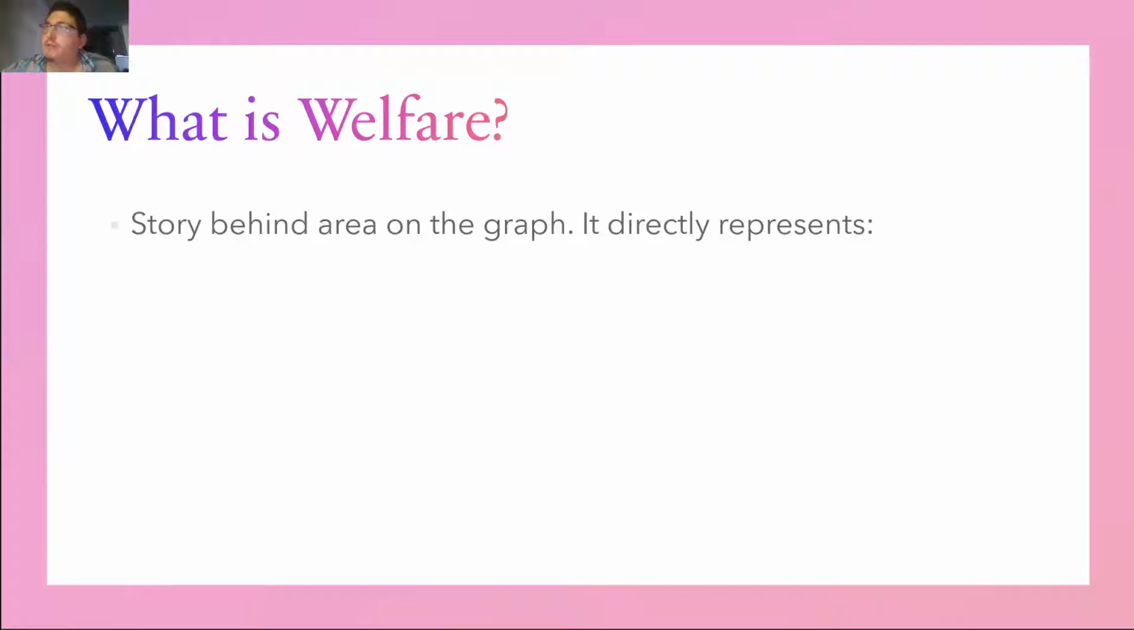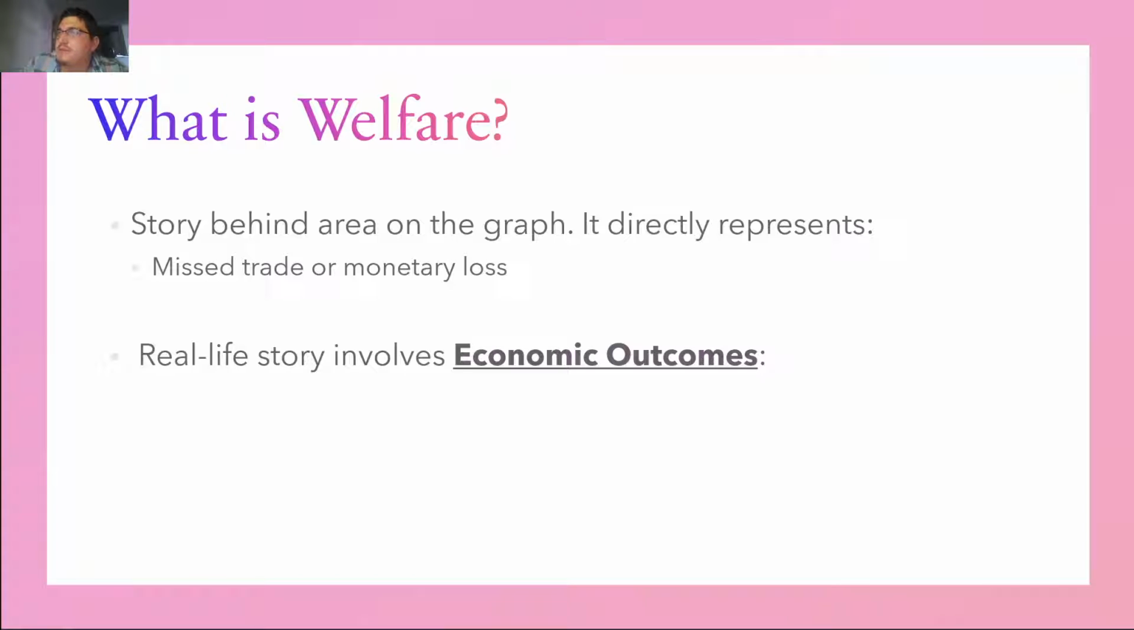The next thing we want to talk about is what is welfare. It's the story behind the area of the graph. I guess I didn't realize I was going to talk about this in the next slide, so apologies, I forgot the order a little bit. But that welfare, that area behind the graph, represents mistrade or monetary loss, that deadweight loss. And this translates into economic outcomes, which are the real life stories.